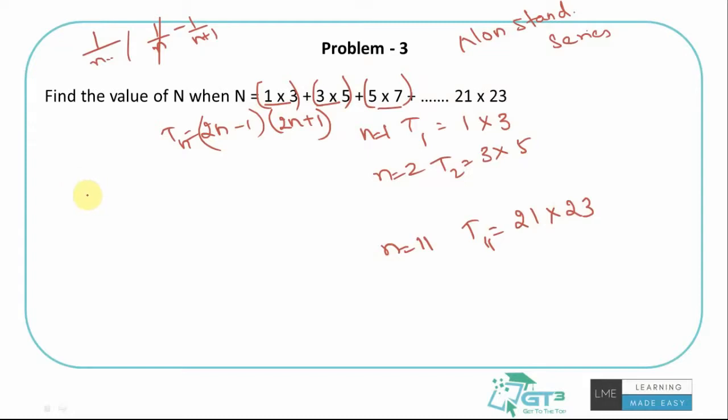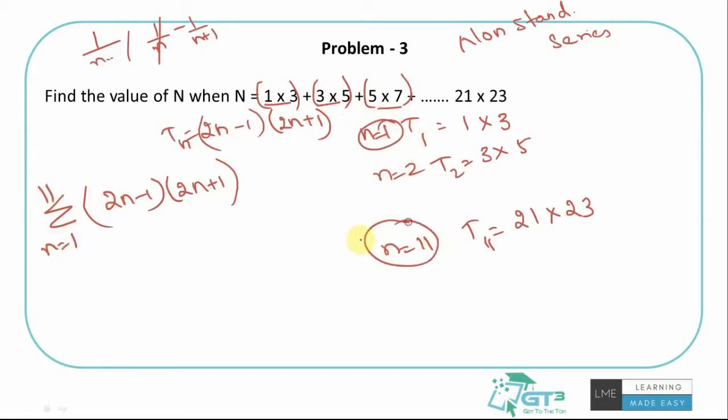So how do I write this? This series is basically 2n minus 1 into 2n plus 1 as each term, and I write a summation symbol because I am adding them, where n is starting from 1 to 11. The first term to the 11th term is what I am adding. So this is fundamentally writing 1 into 3 plus 3 into 5. This is n is equal to 1, this is n is equal to 2. I am adding, so for the plus I am putting the summation.